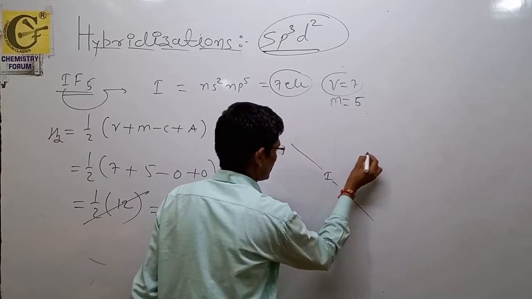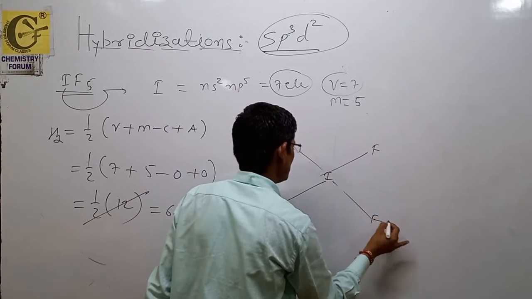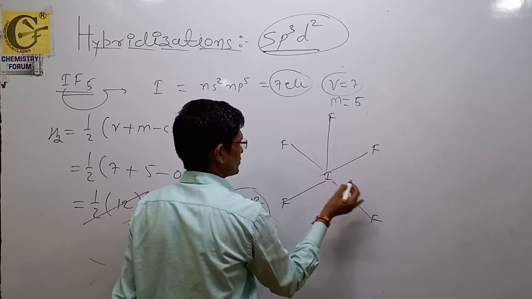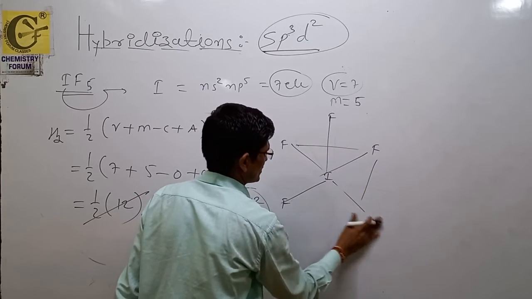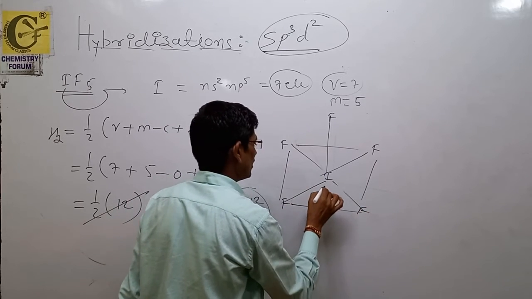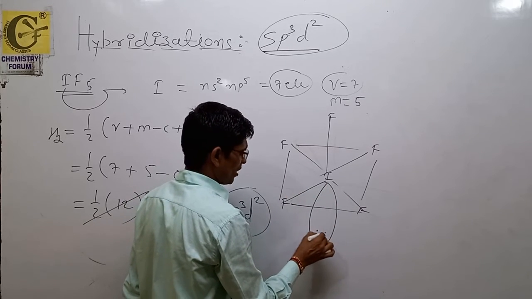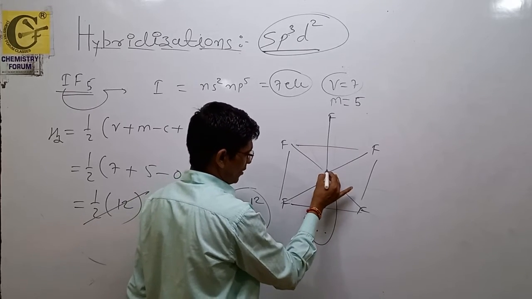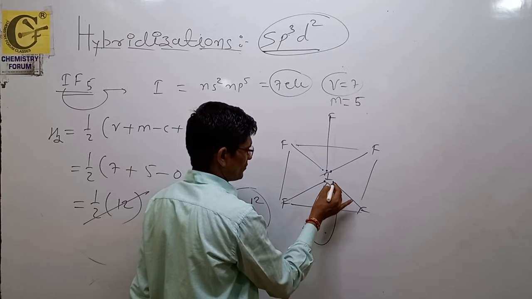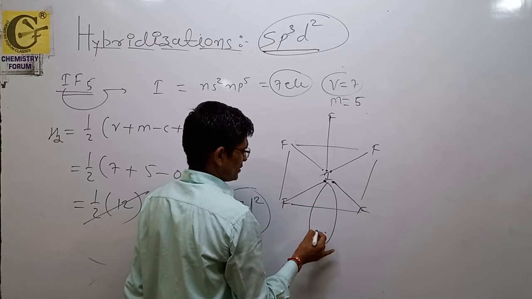How many fluorine atoms? That is 5 fluorine: 1, 2, 3, 4 and here is the 5. So this is the square planar, and this is the square pyramidal, and here one lone pair of electrons. Why one lone pair of electrons? Because the iodine atom has 7 electrons in its outermost shell: 1, 2, 3, 4, 5, 6 and 7.